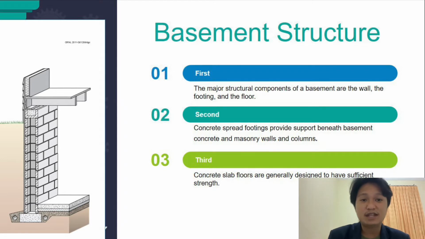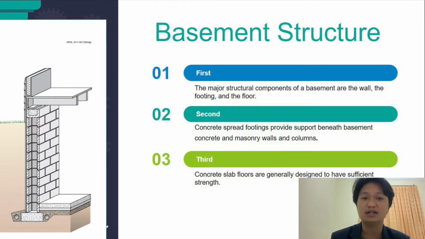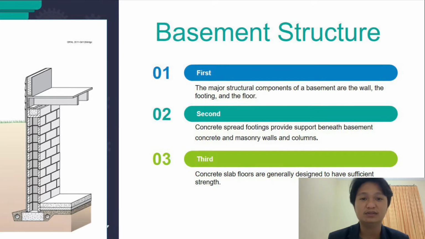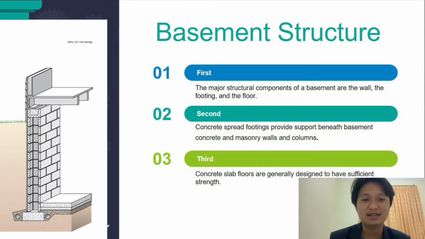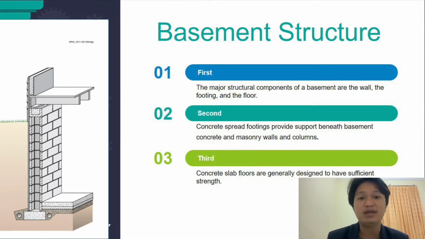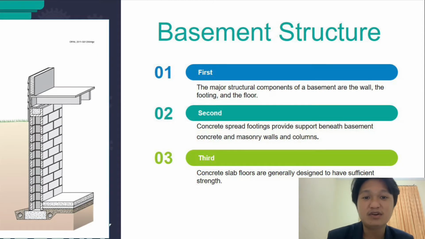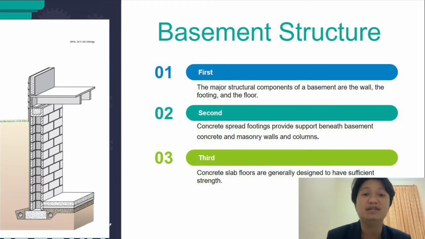Third, concrete slab floors are generally designed to have sufficient strength. The use of welded wire fabric and concrete with a low water ratio can reduce cracking. The slab should be poured against control joint material so that it can move independently of the foundation wall. Where expansive soils are present in areas of high seismic activity, special foundation construction techniques may be necessary.